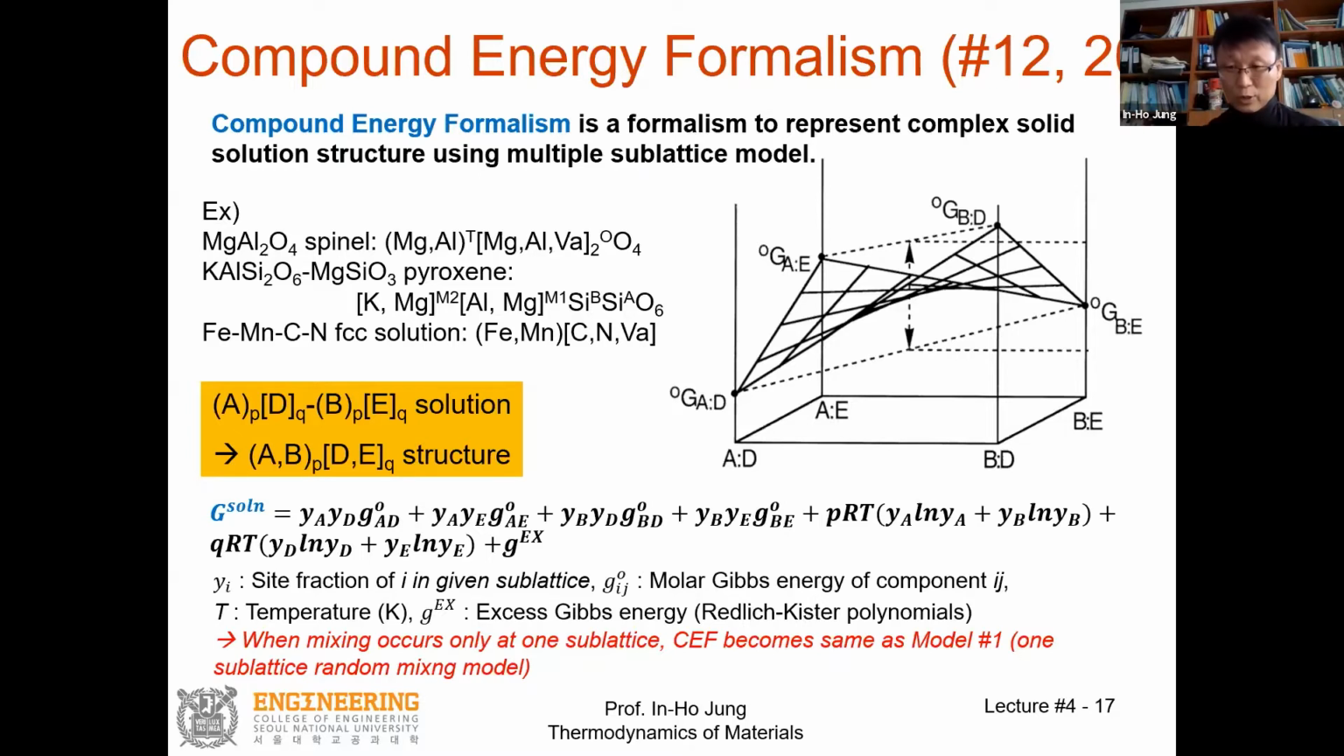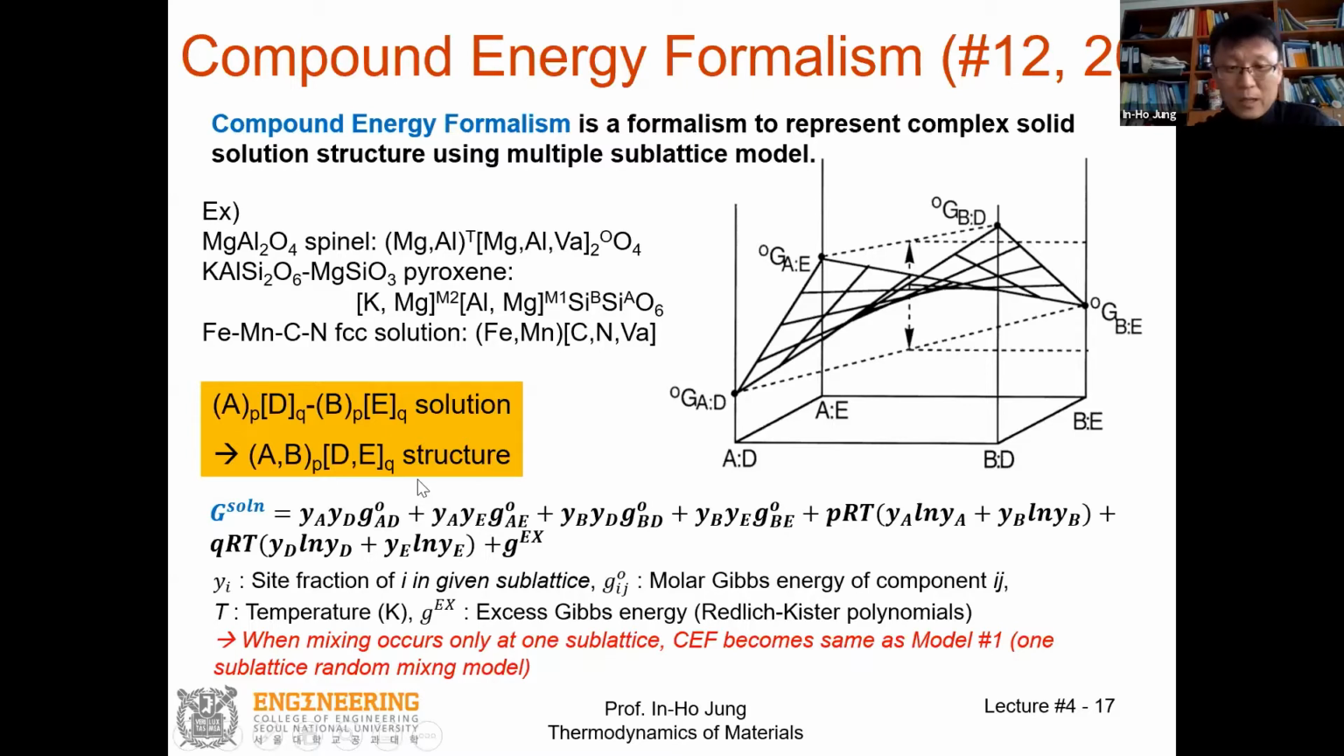So in order to describe this kind of 2-sublattice solution, we use the 1-sublattice random mixing model. Do you remember that? Because aluminum and chromium mix in the first sublattice only. So even though it looks like we need 5 sublattices, in reality, in the modeling, we used only a 2-sublattice model. So the sublattice model depends on how many actual sites have actual mixing of different species. That determines the number of sublattices.